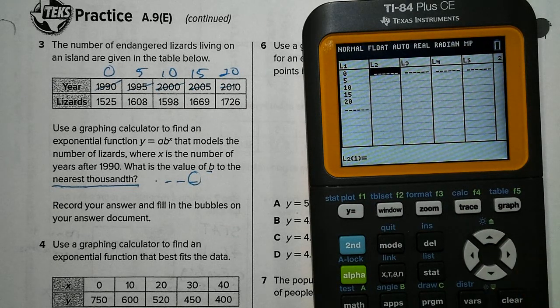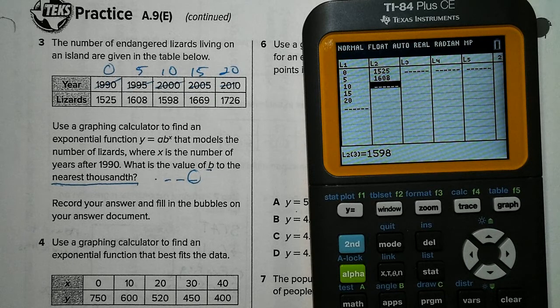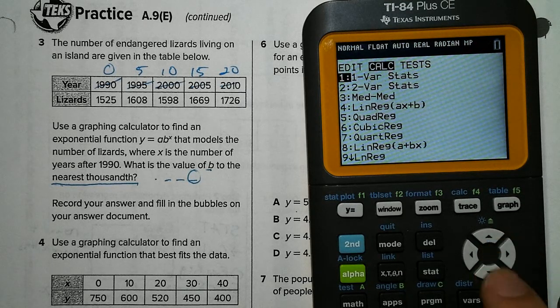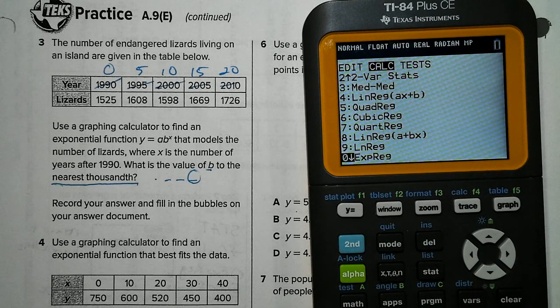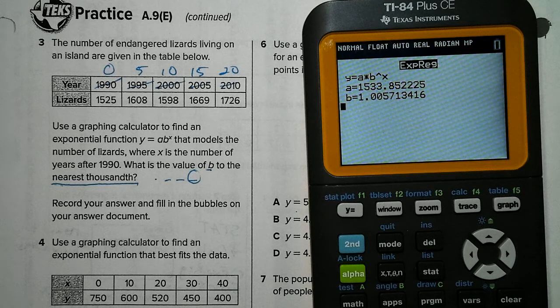Yes, there's just 5. Lizards are going to be the same. It's just our y value: 1525, 1608, 1598, 1669, and 1726. Now we're going to go back to stat, go over to calc, go to 0. Remember, 0 is down here, exponential regression. And let's get our calculator.